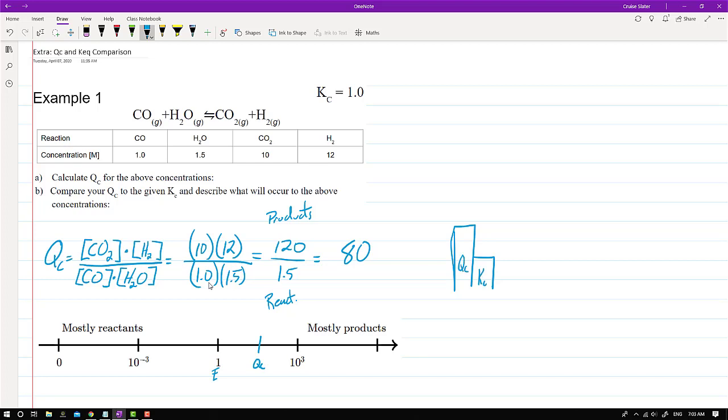So the only way to lower this bar to reach the height of Kc is to consume some of these products and make more reactants. So we need to use our reverse equation.